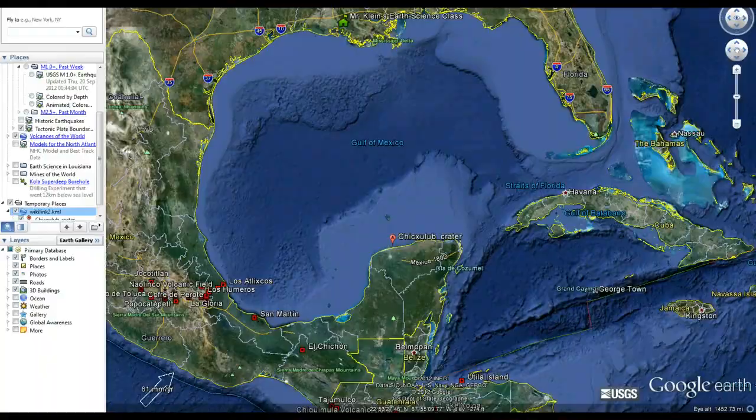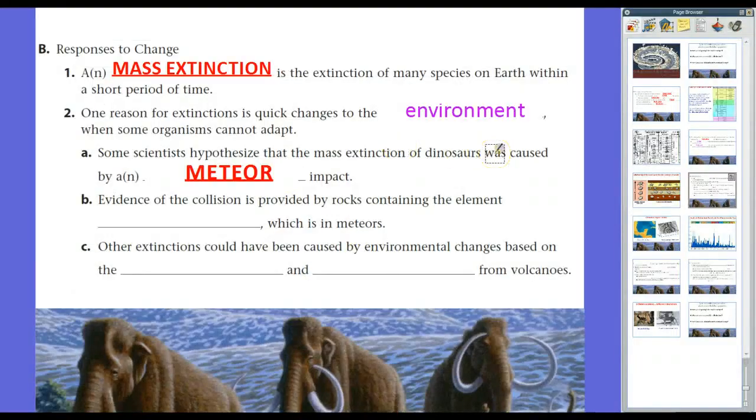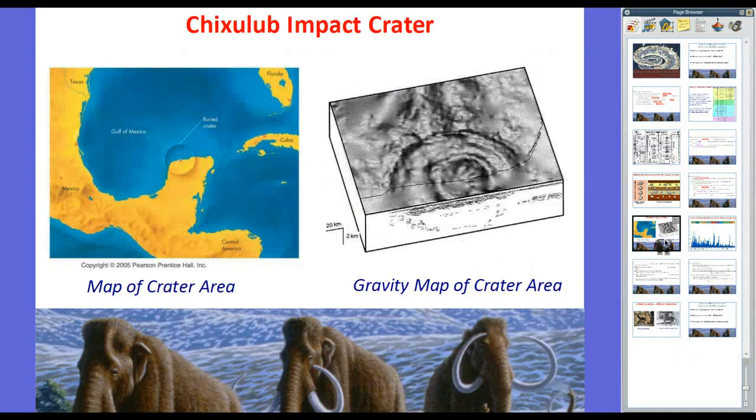Now, how did scientists figure this out? Well, evidence of the collision is provided by rocks containing the element iridium, which is really rare on Earth, but in meteors, it's full of it. And what they have is what's called the K-Pg line in the rock layers, a very thin layer that divides the Mesozoic era from the more recent era, the Cenozoic era. Essentially in that thin layer of rock, which means it was really short on the geologic timeline, there's a lot of iridium in it. Okay, and so let's look at the Chicxulub crater.